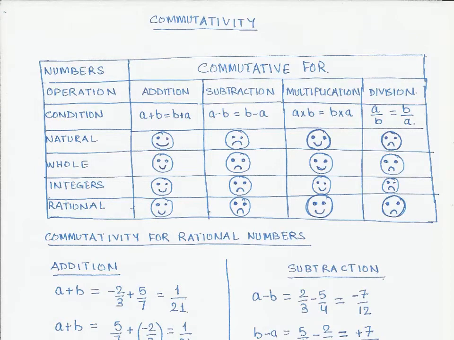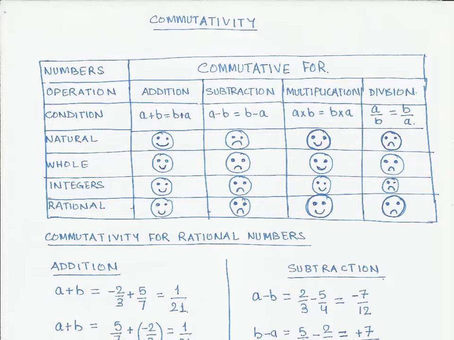Okay, so in this video, let us look at the commutative property for the different numbers. Now, we have already learned about the commutative property for natural numbers, whole numbers, and integers. In this video, we are going to add to our knowledge of commutativity for rational numbers.